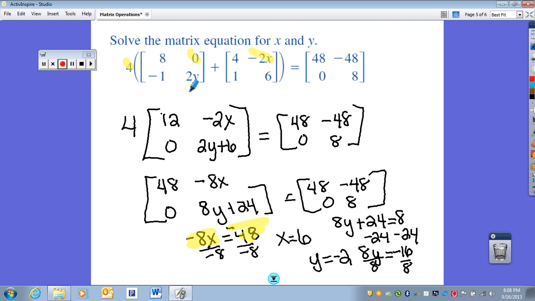Likewise, I could say I have my 2y plus 6, which is right here. Multiplying that by 4, I could right away know that I have 8y plus 24 and set that equal to 8. If you understand just taking those specific portions out and solving, you're more than welcome to do that as well.